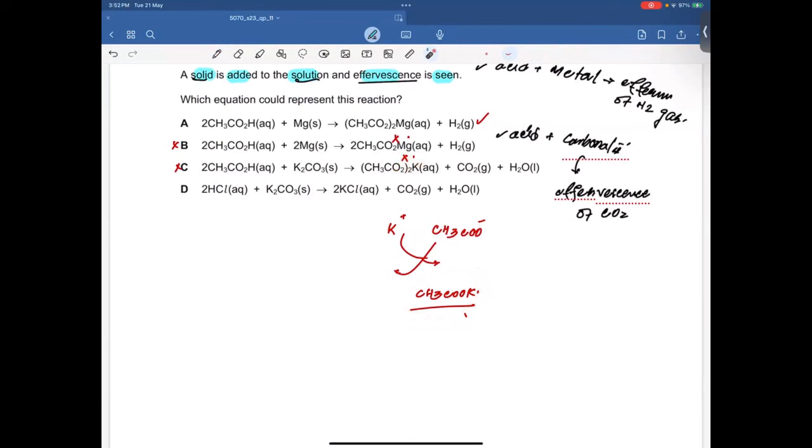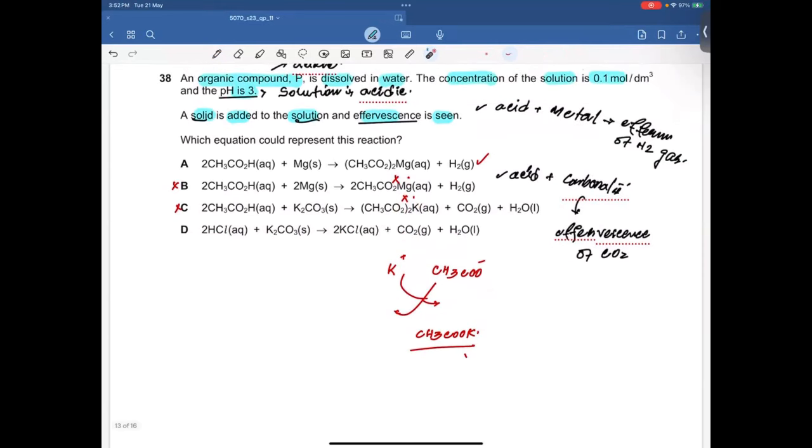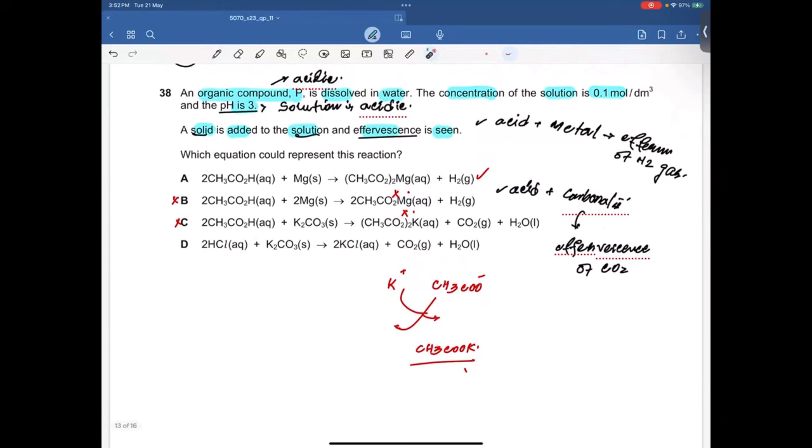Okay. When potassium carbonate reacts with HCl, it converts into potassium chloride, carbon dioxide, and water. That's a little confusing, but that's not an organic compound, because the examiner has said organic compound. This is an inorganic acid. Which is why D is incorrect, and therefore A is going to be the right answer.